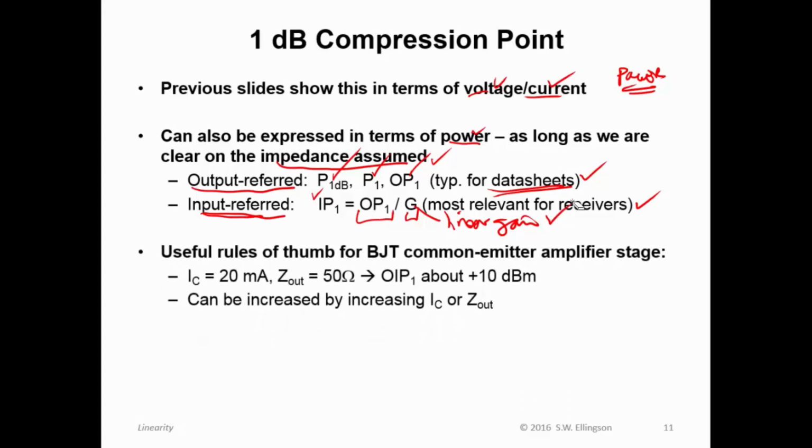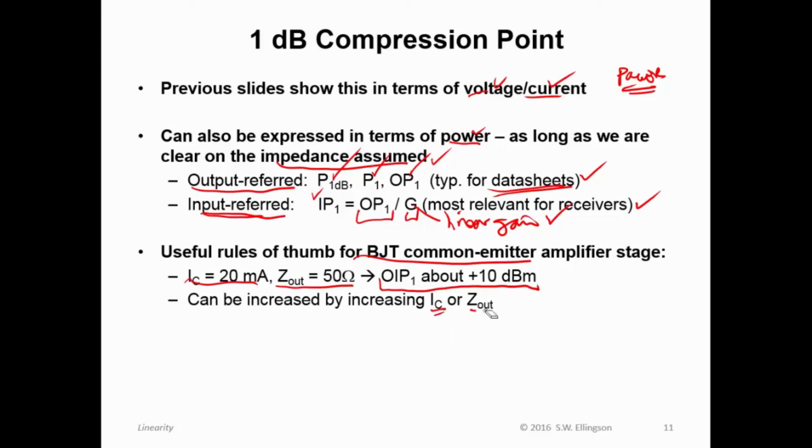Sometimes you want to know what a bipolar transistor is capable of doing. If you have a bipolar common emitter amplifier stage, a useful rule of thumb is as follows, and this is all it is, just an experience-based rule of thumb. If the collector current is about 20 milliamps and the output impedance is about 50 ohms, you typically find that the output 1 dB compression point is about plus 10 dBm. That's 10 milliwatts. Again, that's just a rule of thumb. Some transistors do better than this, some do less, but typically it's in that ballpark, within 3 or 4 dB.